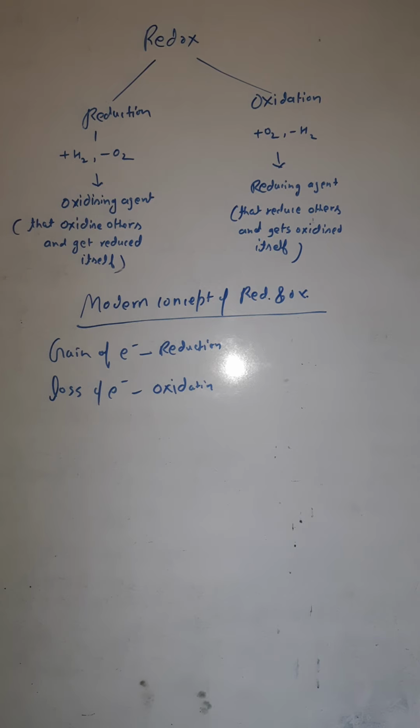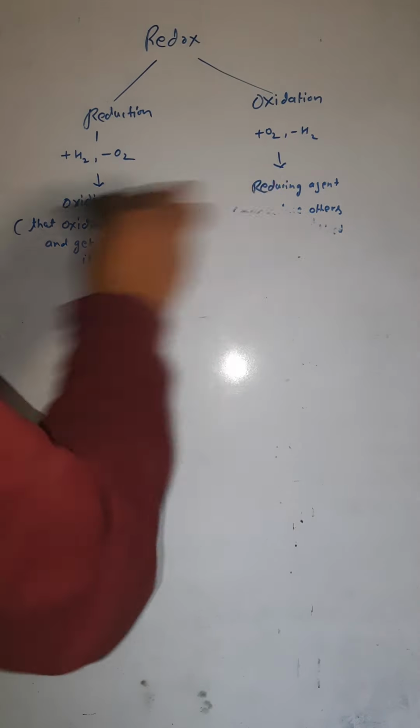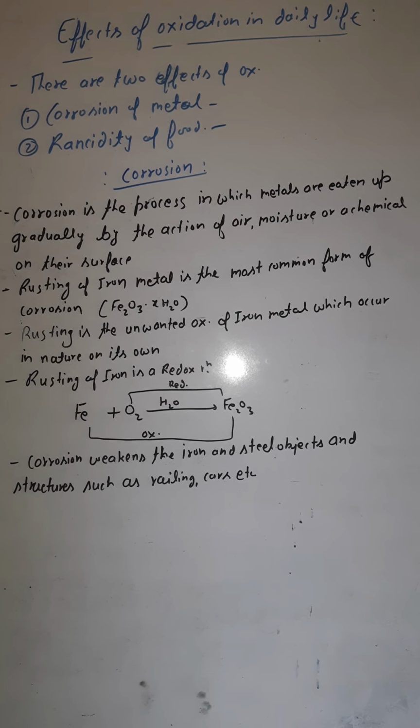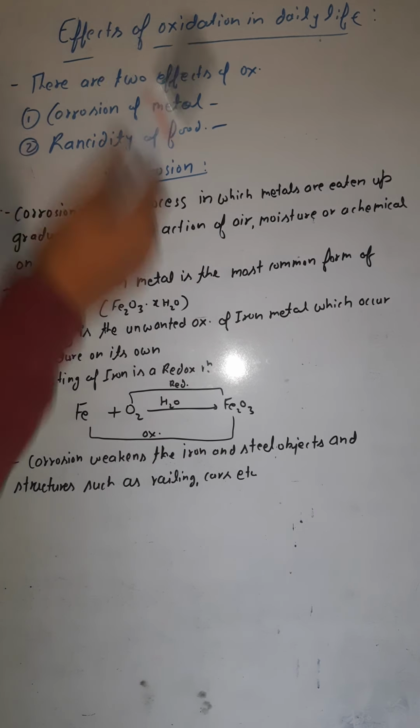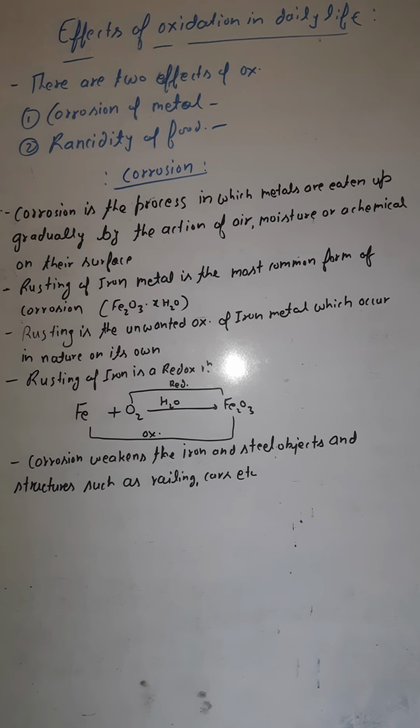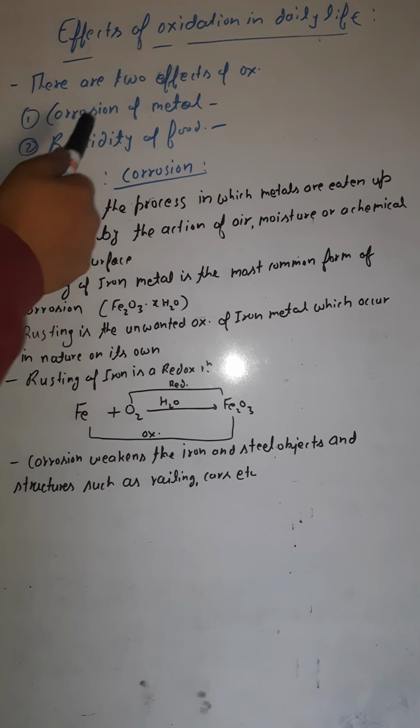Now let's discuss the effects of oxidation in our daily life. That's a very important topic from the exam point of view. Just note this down. Now we would study the effects of oxidation in our daily life. There are basically two effects of oxidation which you would see in your daily life. First one is the corrosion of metal, and second one is the rancidity of food.